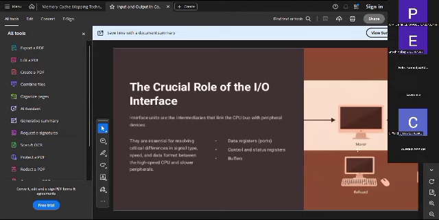Okay, so I'll be taking the crucial role of the input and output interface. The interface units are the intermediaries that link the CPU bus with the peripheral devices. They are essential for resolving critical differences in signal type, data registers, speed, and data formats between the high-speed CPU and slower peripherals.